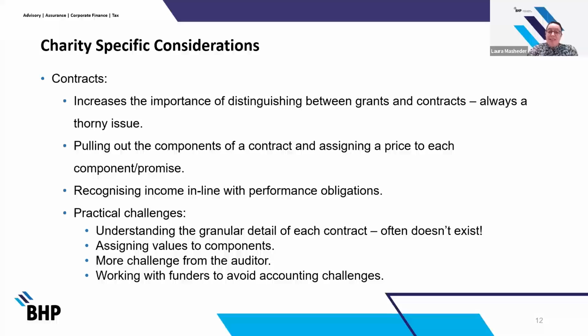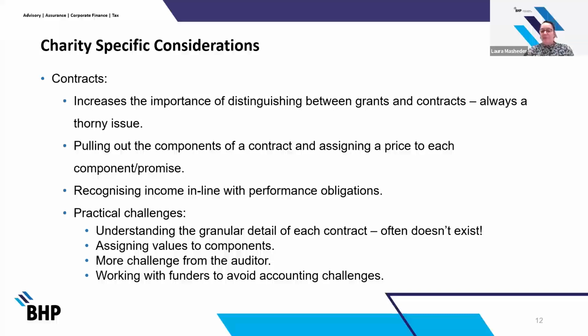So one key challenge in charity accounting is distinguishing between what's a contract and what is a grant. And that's often a really thorny issue and sometimes really unclear, and it requires quite a bit of judgment in practice. So just because it calls itself a grant or a contract in the paperwork, it doesn't follow that that's actually what it is from an accounting perspective. And these new requirements definitely make this distinction really important.